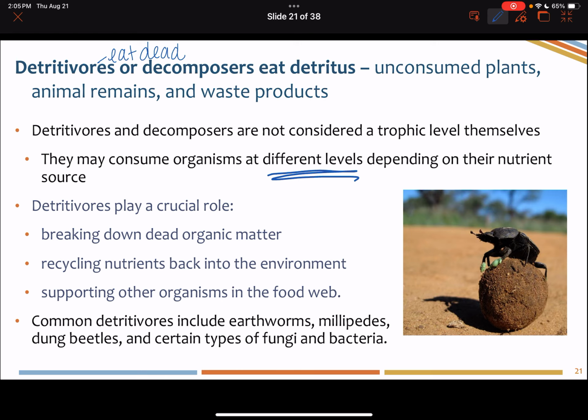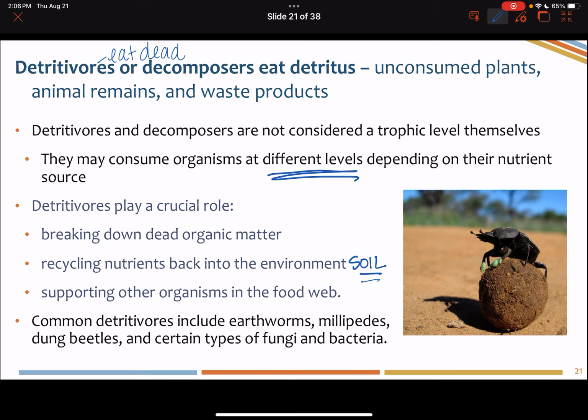So detritivores play a crucial role in breaking down dead and organic matter. So when an organism dies, it is decomposed by bacteria and fungi. They're also really important in recycling nutrients back into the environment, specifically into the soil. So as this organic matter breaks down, the nutrients are put back into the soil where plants can then pull them back up and bring it back into our food web. And we're going to come back to this a little bit later in a later chapter.